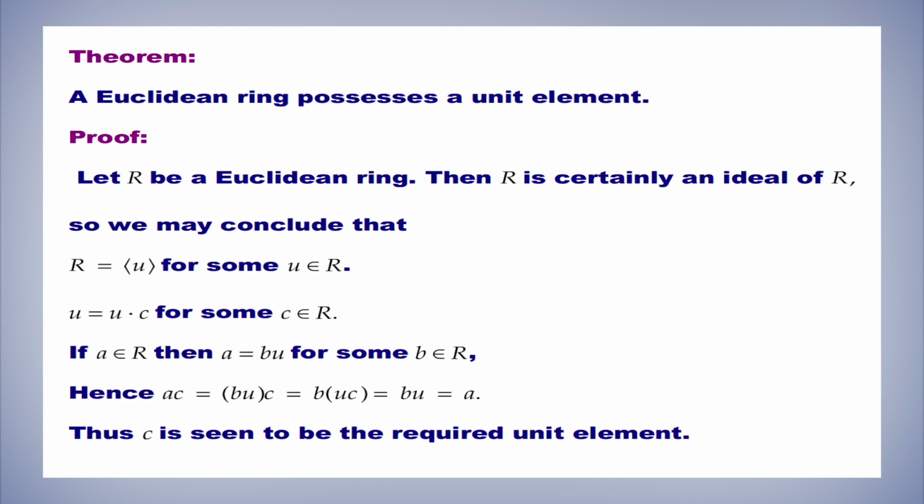The next theorem is: a Euclidean ring possesses a unit element. Proof: let R be a Euclidean ring. Then R is certainly an ideal of R. So, we may conclude that R equals the ideal generated by U for some U belonging to R. Thus, every element in R is a multiple of U. Therefore, in particular, U equals U times C for some C belonging to R. If A belongs to R, then A equals BU for some B belonging to R. Hence, AC equals BU times C, which equals B times UC, which is equal to BU, which in turn is equal to A. Thus, C is seen to be the required unit element.